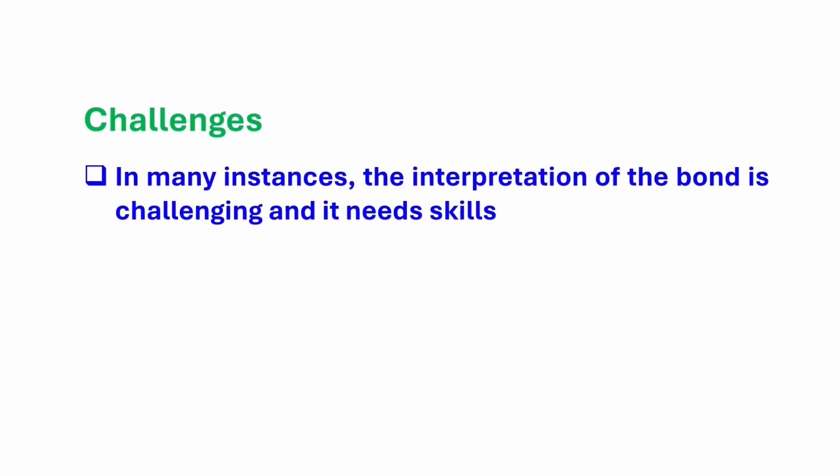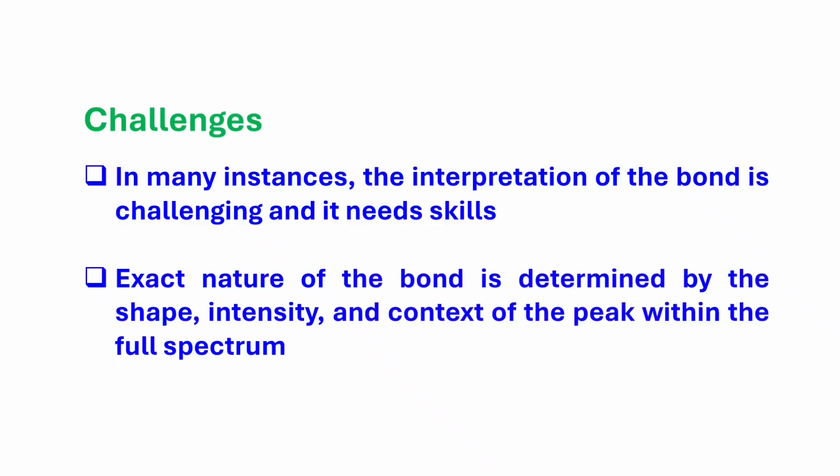I have just discussed two peaks. Other bonds could also be analyzed similarly from the literature. In many instances, the interpretation of the bonds is challenging. The exact nature of the bonds is determined by the shape, intensity, and context of the peak within the full spectrum. In another video, I will explain more about the interpretation of the FTIR spectrum and different types of FTIR.